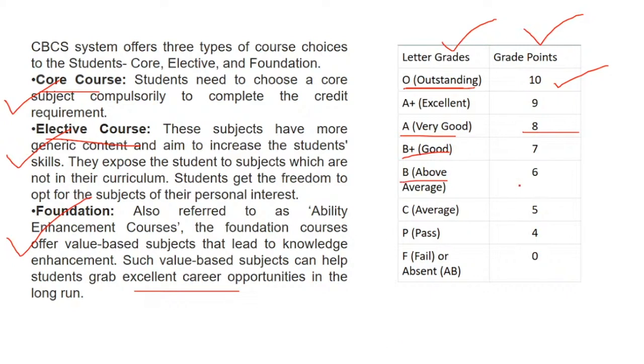B, that is above average, it's 6. C, that is average, which comes to grade 5. P indicates pass, it's 4. And absent or fail indicates 0. Okay.